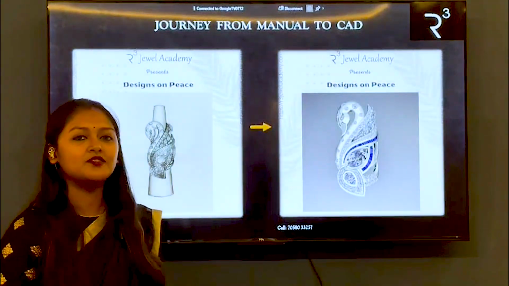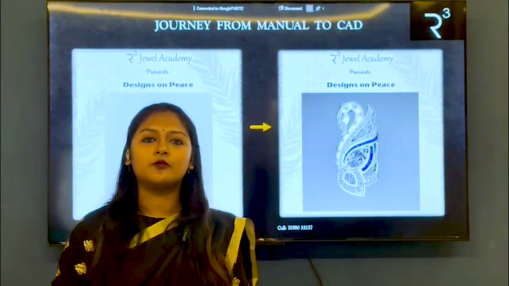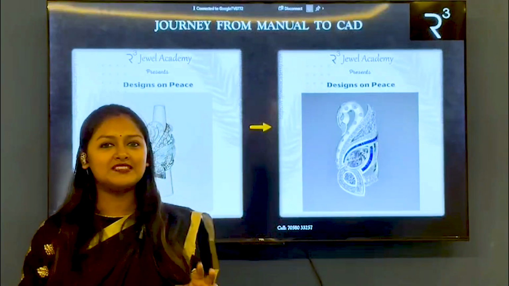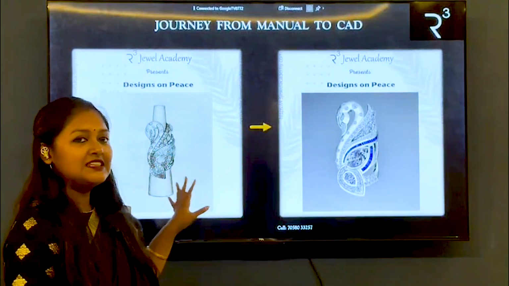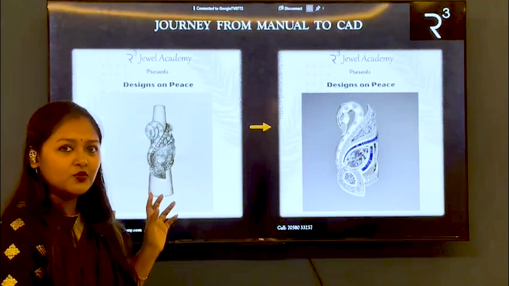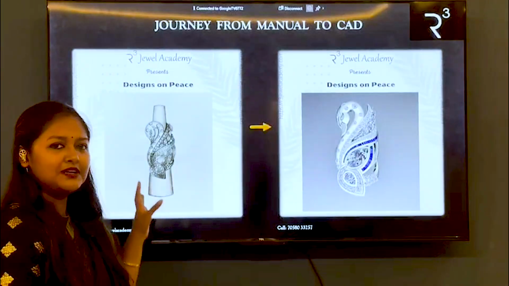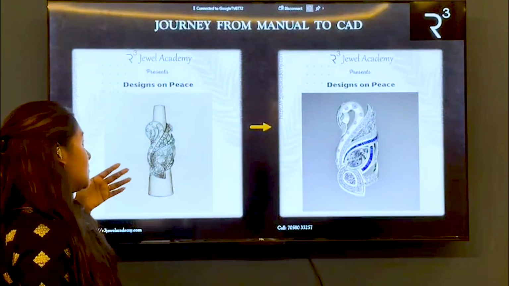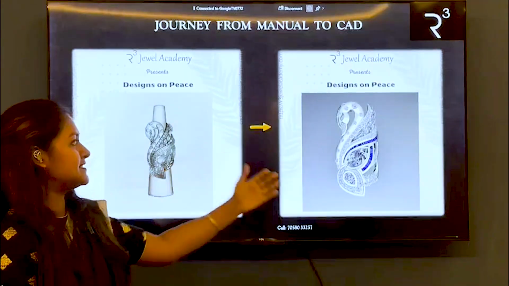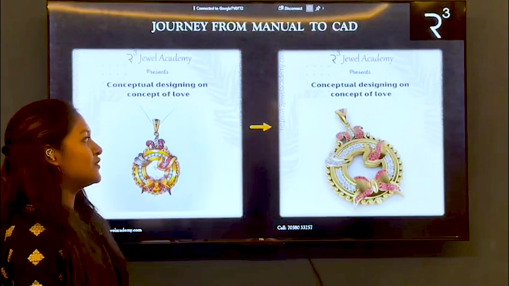So our next slide is on peace. When the topic peace is given to us, 2 things come to our mind. One is the color of peace is white and the representation of peace is a swan. Now here in this design, you can see there's a swan. The swan is in white gold and different types of diamonds have been used in different settings. Multiple diamonds have been used here. So the swan is representing the peace here, and this is the manual design and this is the CAD conversion of the same.